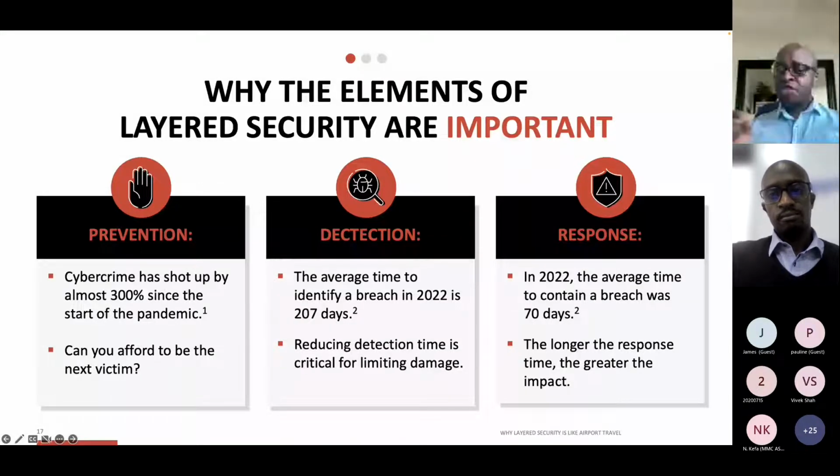In 2022, again, the average time to contain a breach was 70 days, which follows that the longer the response time, the greater the impact, because this guy is just sitting there waiting to find out what will be the biggest way he can compromise you at the end of the day.